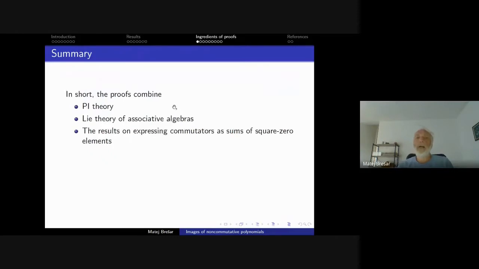Now, in this final part of my talk, I would like to discuss some ingredients of proofs. So, in short, this proof combines the theory of polynomial identities, the Lie theory of associative algebras, and the results, one of them I already mentioned, of expressing commutators as sums of elements that have square zero.